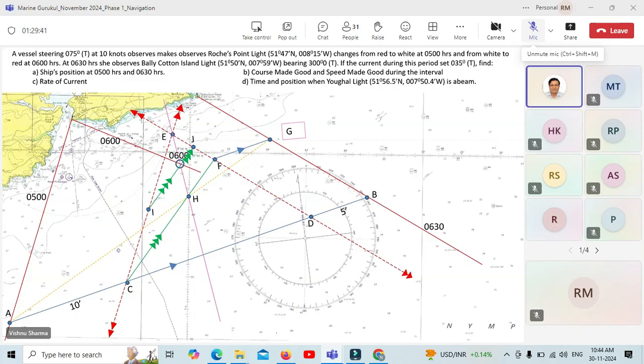Now here are the three PLs. Let me just declutter the thing a little bit. Now you have the three PLs. This is the first PL. This is the second PL. This is the third PL. These two PLs are intersecting here.